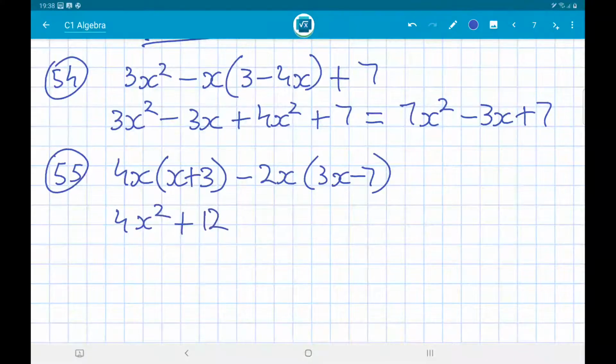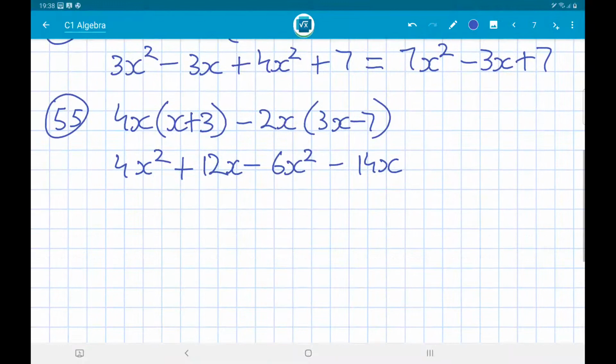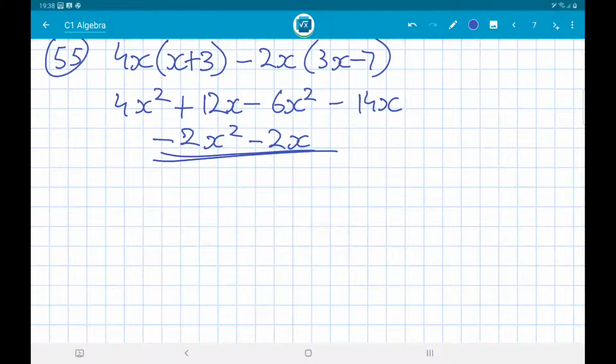4x squared plus 12x minus 6x squared minus 14x. Ooh, 12x. Whoa, that was so close. Nice, wasn't it? Okay, so again, two terms over there. I'm just writing on a new line, don't want to get too congested. That's a minus, that's also a minus. Interesting. So you get minus 2x squared minus 2x. Look at that, there's a lot of minus 2x's and 2x squareds going on over there. 56.